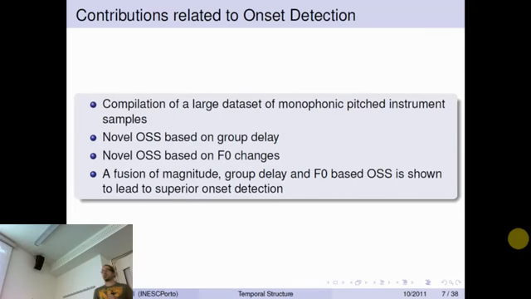The contributions here in onset detection were basically that in a cooperation, in a 3-month visit in Izmir at Badisch's former institute, we compiled quite a large data set of onset annotated data. We also presented novel onset detection functions based on phase characteristics, the group delay, and on F0 characteristics. Possibly the most important thing was that combining a magnitude approach, the spectral flux-based approach, which is maybe the most common one, with phase-based and F0-based approaches led to superior and robust results on all types of instruments.